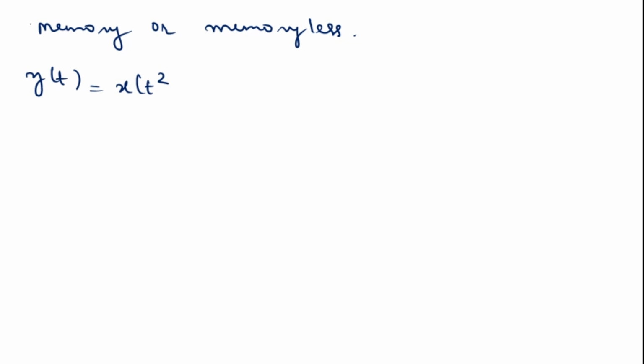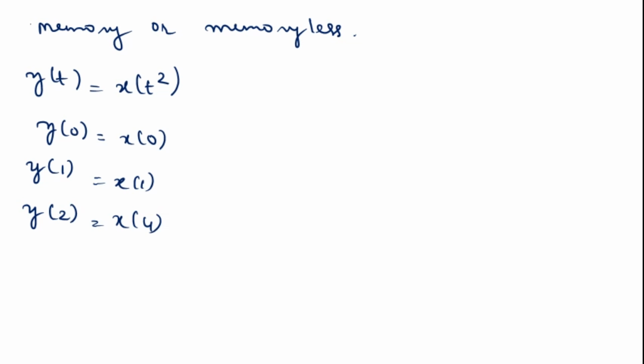Next property, memory or memoryless. First problem, y of t is equal to x of t square. Then we have to vary the value of t. y of 0 is equal to x of 0, y of 1 is equal to x of 1, y of 2 is equal to x of 4, and if I take y of minus 1, I will get x of 1. That is the future value.